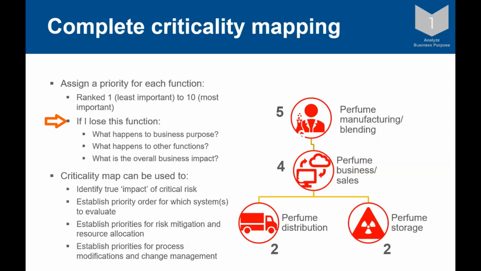So the criticality map can be used to identify the true impact of critical risks. It can establish priority order for which systems to evaluate, establish priorities for risk mitigation and resource allocation, and establish priorities for process modifications and change management. Now, this is a really simple example, but in this case, we can see that the perfume manufacturing blending is the most important part of our business based on priority. And that's where I should probably spend my major focus and amount of time.